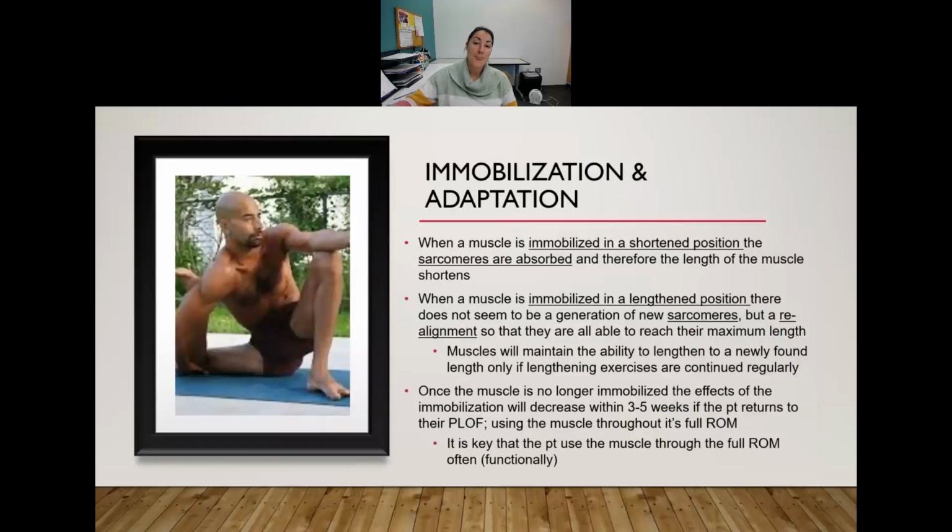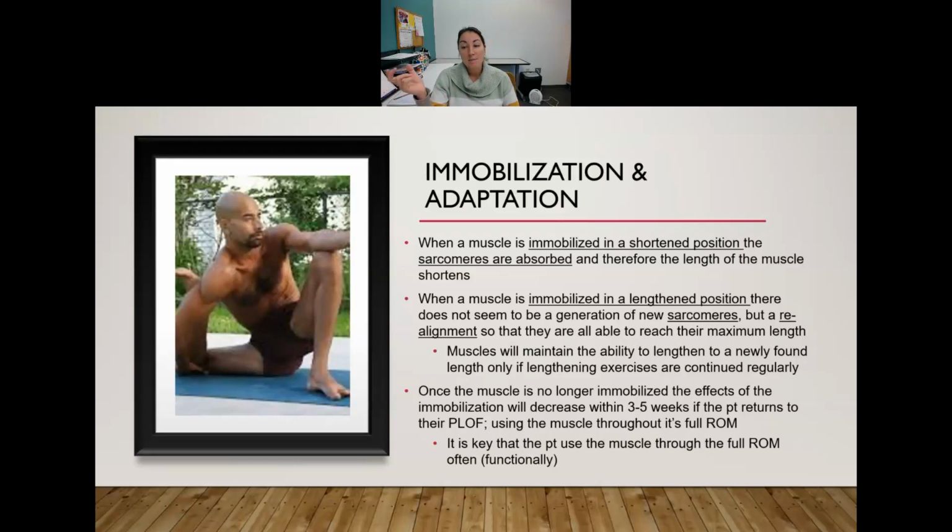Immobilization and adaptation. When a muscle is immobilized in a shortened position, the sarcomeres actually absorb and the length of the muscle shortens. Now, when they're immobilized in a lengthened position, there's not a lot of evidence that new sarcomeres are created, but just that they're realigned so that they stretch more. So the ones that are there just are realigned in a better position so that they're able to stretch more to their maximum length.